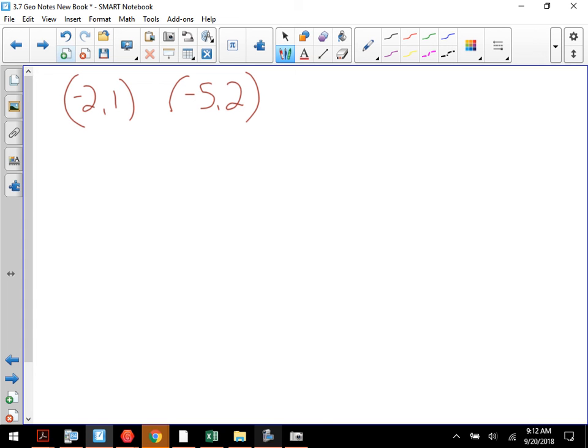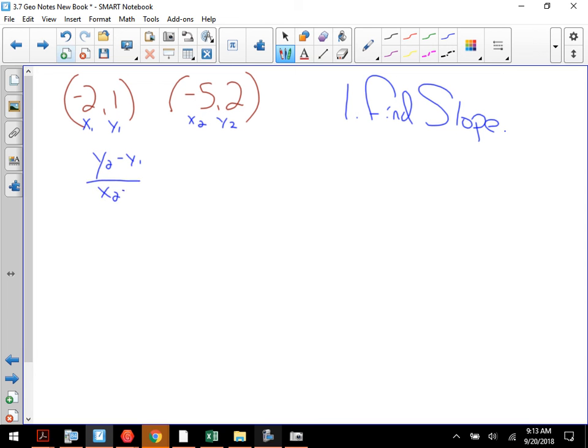So when you have the 2 points, what's the one thing you can figure out from 2 points? The slope. That's what you have to find first. First thing you gotta do when you have 2 points is find the slope. So write out the equation for slope. Change in y over the change in x.